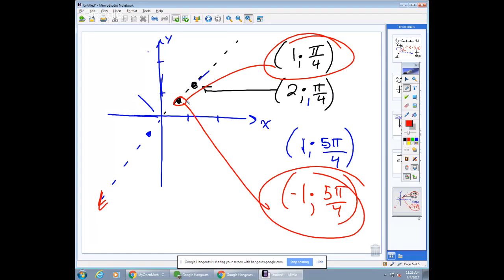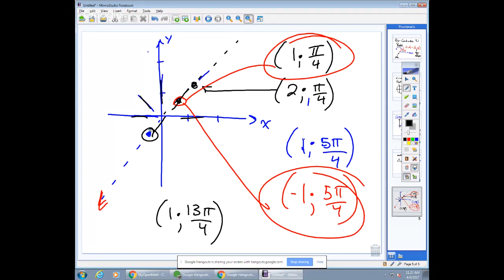Okay, let's find another point. How about the point 1, 13, oops, that was supposed to be a 3. Let's try again: 1, 13 pi/4. Well, let's see. 2 pi is all the way around, right? So 2 pi would be the same as 8 pi/4. So if this is 8 pi/4, then 9, 10, 11, 12, 13 pi/4 puts me right there again.